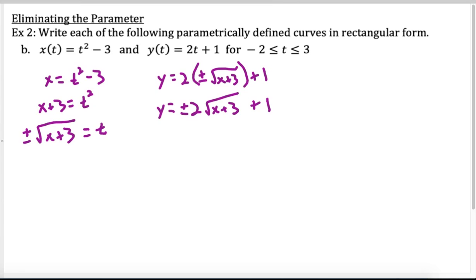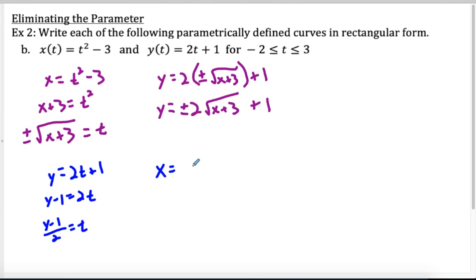Now I do want to show you how we could do this one a different way. I could have instead solved this equation for t. So let me come down here and do that. If I've got y equals 2t plus 1, I can subtract the 1 over and then divide by 2, and I would get y minus 1 over 2 equals t. And I can take this and plug it in place of t in my other equation, in my x equation.